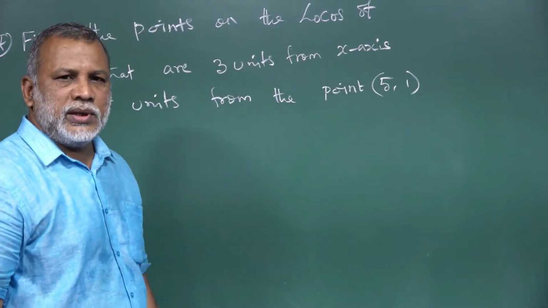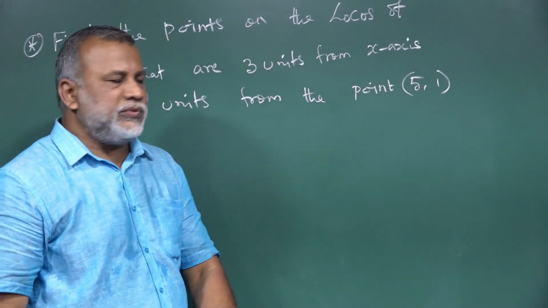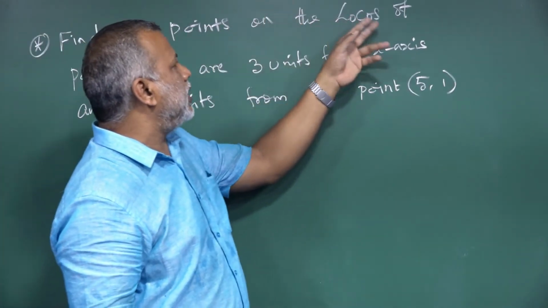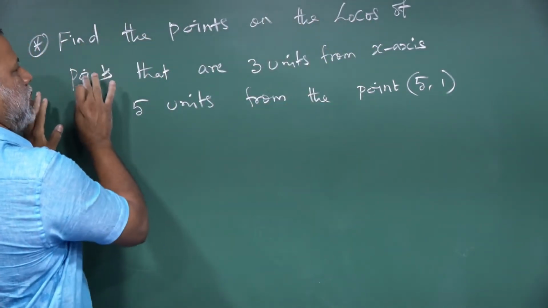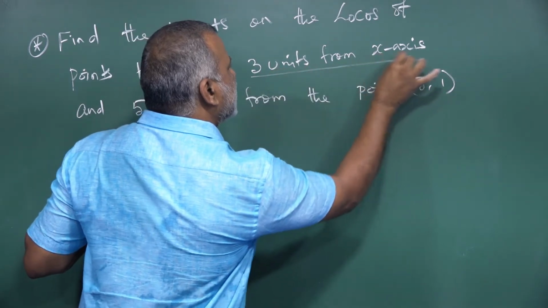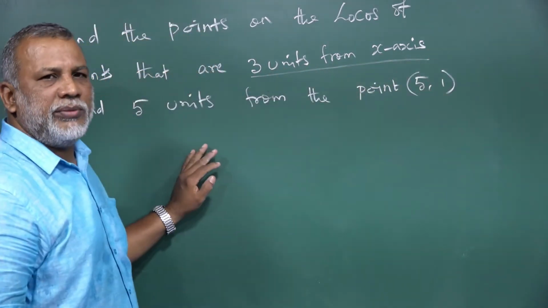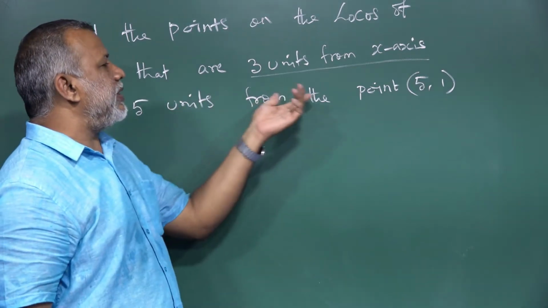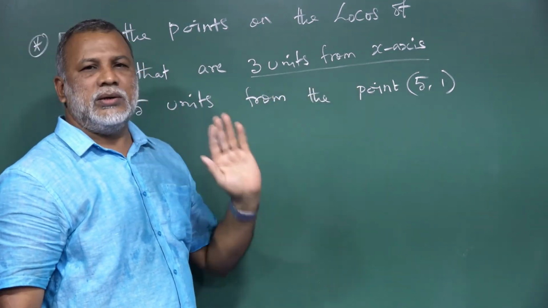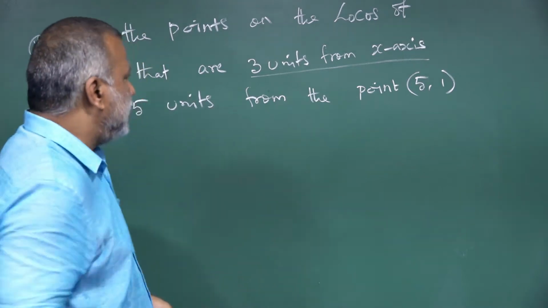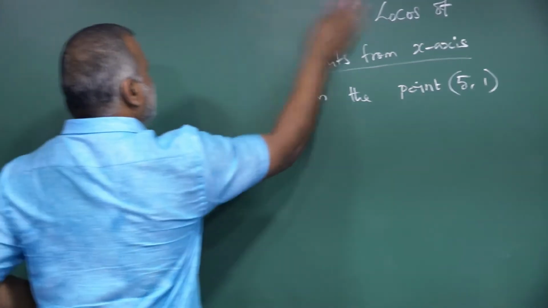Listen carefully. In the previous video we already discussed finding the points on the locus of the points. This is the new concept: points that are 3 units from the x-axis. Just now we discussed 3 units from the x-axis. And one more distance: 5 units from a fixed point (5, 1). So we are going to take down 2 logics here. Listen to this diagrammatic explanation.